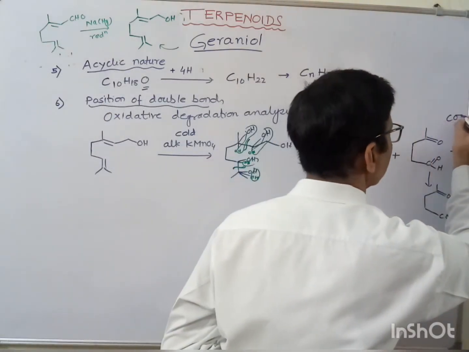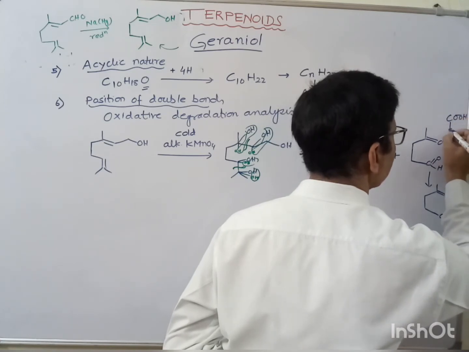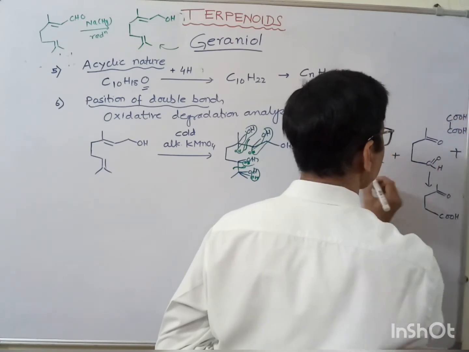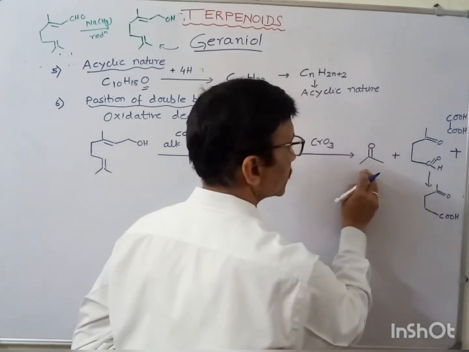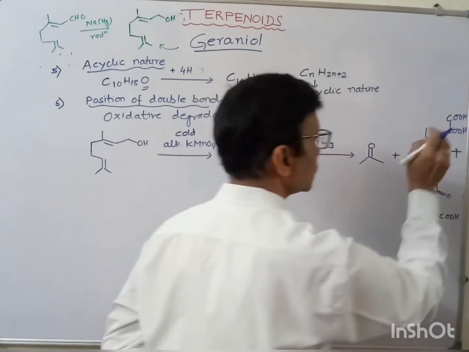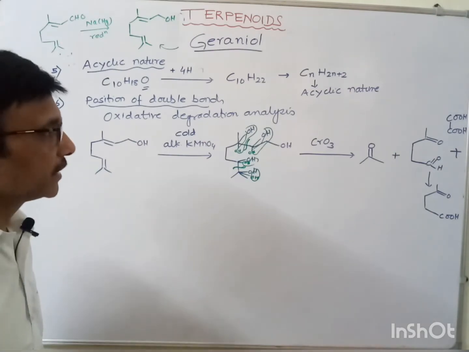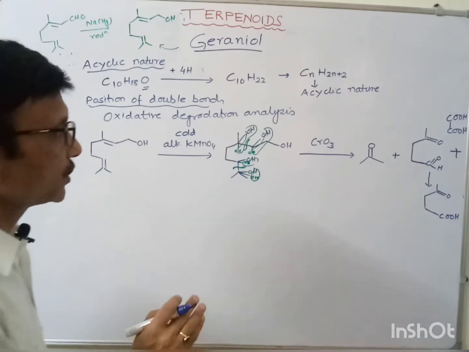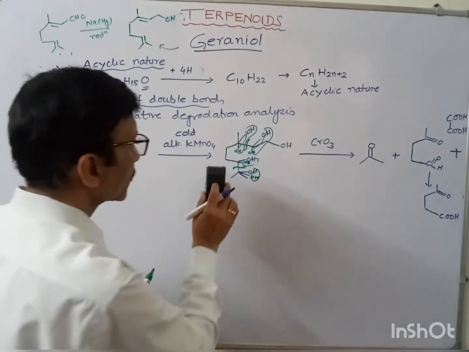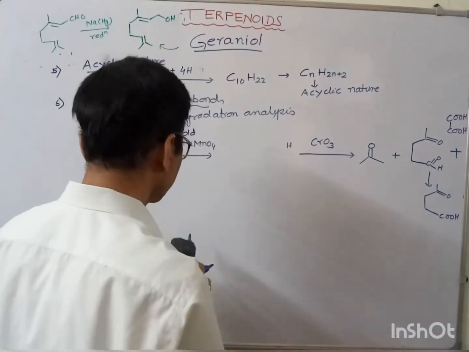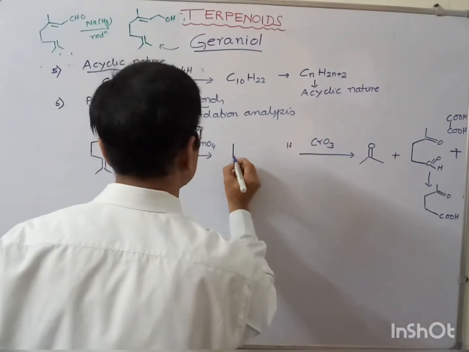So three products, we will get the three products. This is one of the products, this is another product, and this is another product. So the oxidative degradation is giving you these three products. So again I am writing it. So write it.